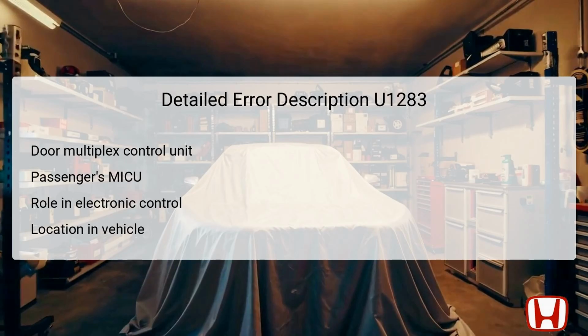These two units exchange information through a body controller area network, or BCAN, ensuring that commands sent from the driver's controls are executed properly. In this context, a failure in communication can lead to non-functional features such as door locks and windows, thereby compromising user convenience and safety. Thus, identifying the root cause of the communication breakdown is critical in resolving the DTC U1283 error.